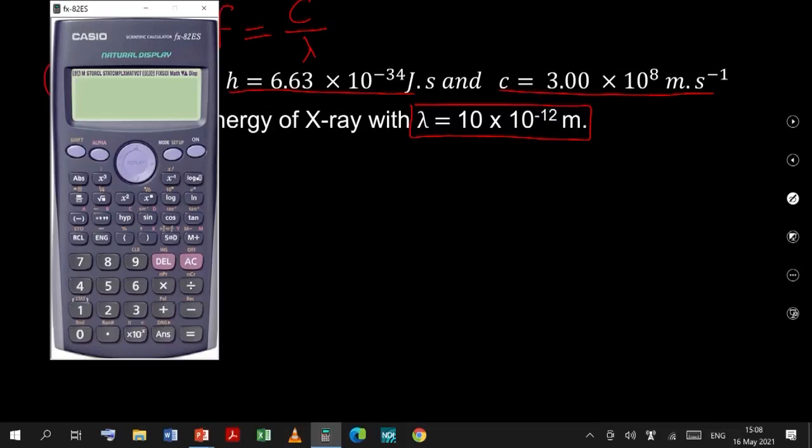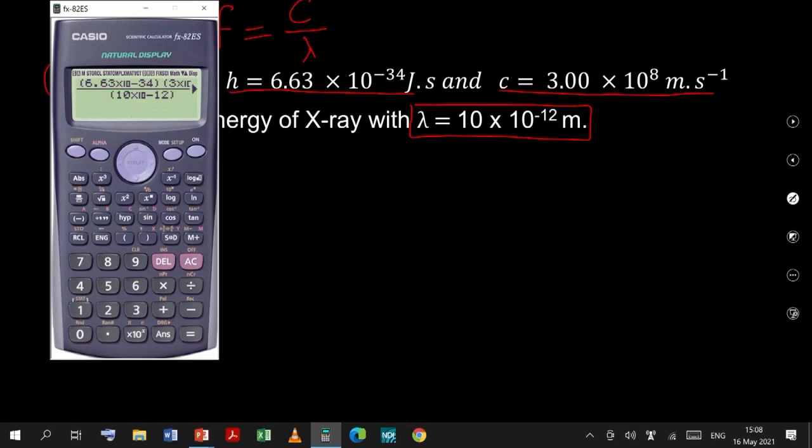So our formula is E is equal to hc divided by lambda. So we're going to need a fraction, and into our first bracket we're going to put Planck's constant, 6.63 times 10 to the minus 34, close bracket. And we're going to multiply it by the speed of light, which is 3 times 10 to the power of 8, close brackets. And this all needs to be divided by 10 times 10 to the minus 12 meters, the wavelength.